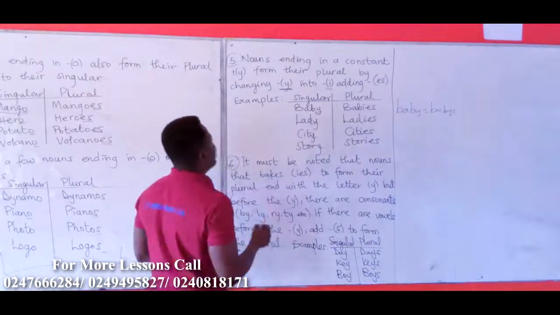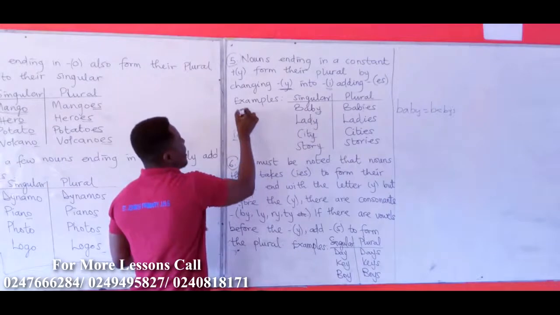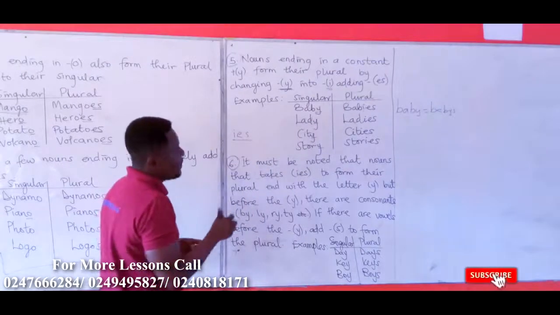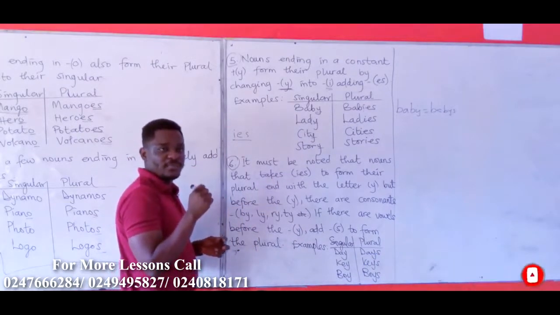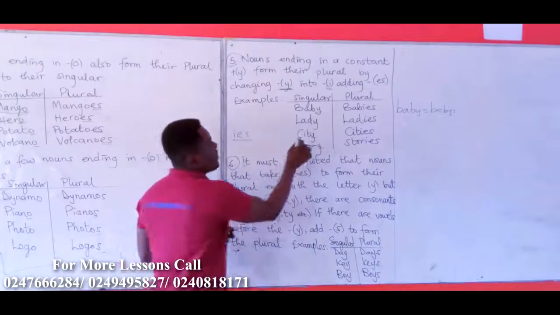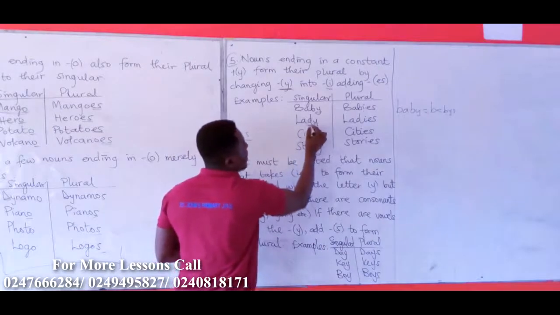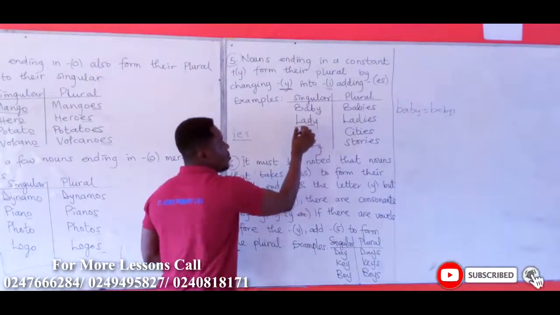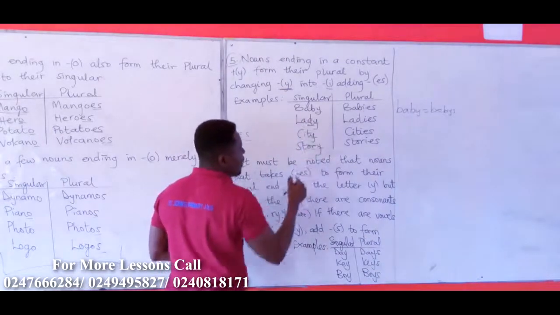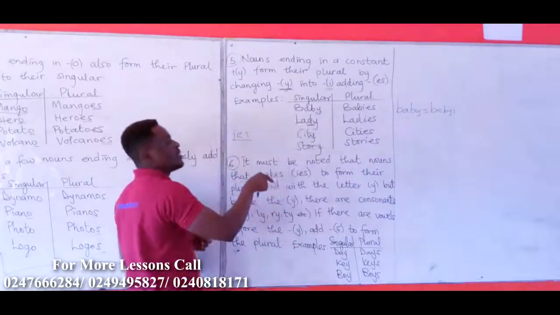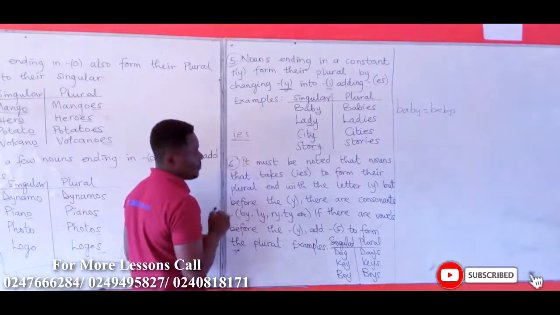So somebody will say you just add es to a noun ending in y. But before the y, there is a consonant. Listen carefully. When you see any noun ending in y, but before the y there is a consonant letter, you see, T, R, they are all consonants. So before the y, if there is a consonant, you change the y into i, and you add es. Look here.